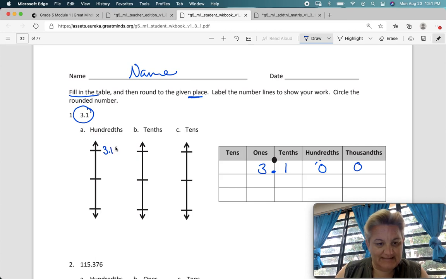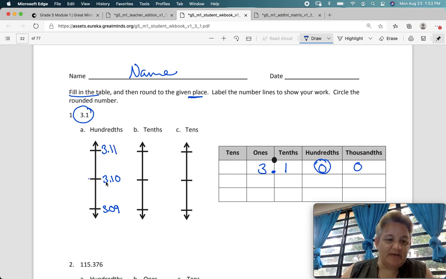3.10 would be the 100th, right? And then 3.09 would be the nearest hundredth here, and in the middle would be, I'm sorry, I don't want to do that right there. I want to do this. 3.10 is the number they gave us. That's going to go in the middle. And here's going to be 3.11.